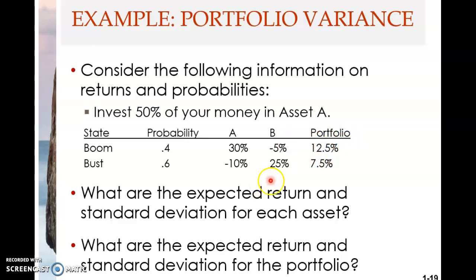Now, what are the expected return and standard deviation for each asset? This we have already computed. Therefore, I'm not going to go through the calculation in detail on paper. What I'm going to show you is how you can use Excel to do the same thing. We have learned this before, but this is what we are going to practice now. What are the expected return and standard deviation for the portfolio? First, we look at individual assets, then we look at the portfolio, and we do both using Excel.